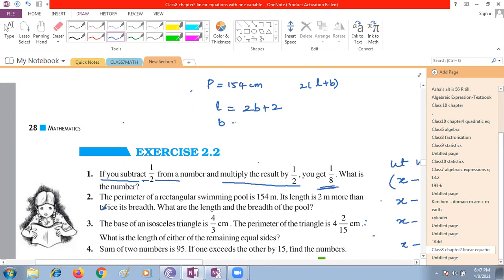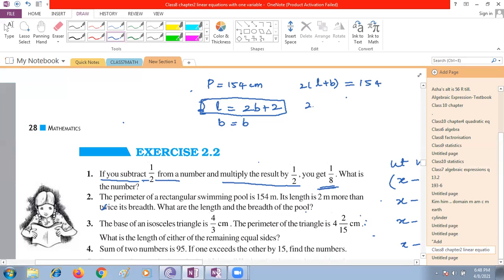Yes, ma'am. Breadth is same as B. You take breadth as B. Why I'm writing this part: the relation between length and breadth is given in your question. You see here, the question very clearly says the length is 2 meters more than twice its breadth. Twice its breadth, 2 meters more. More means you are adding plus 2. So 2B plus 2. Now you know that the perimeter of the rectangle is equal to 154 centimeters.